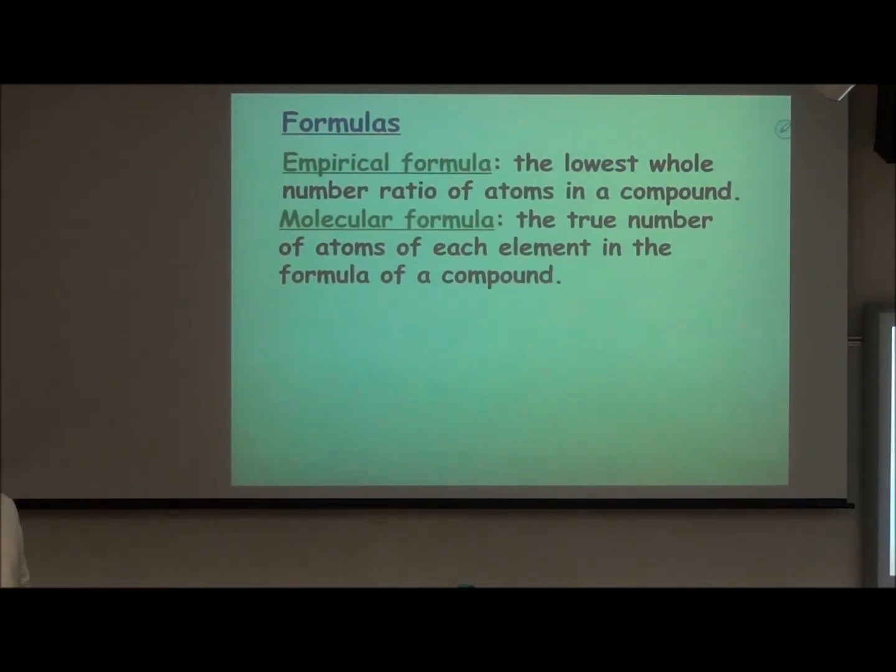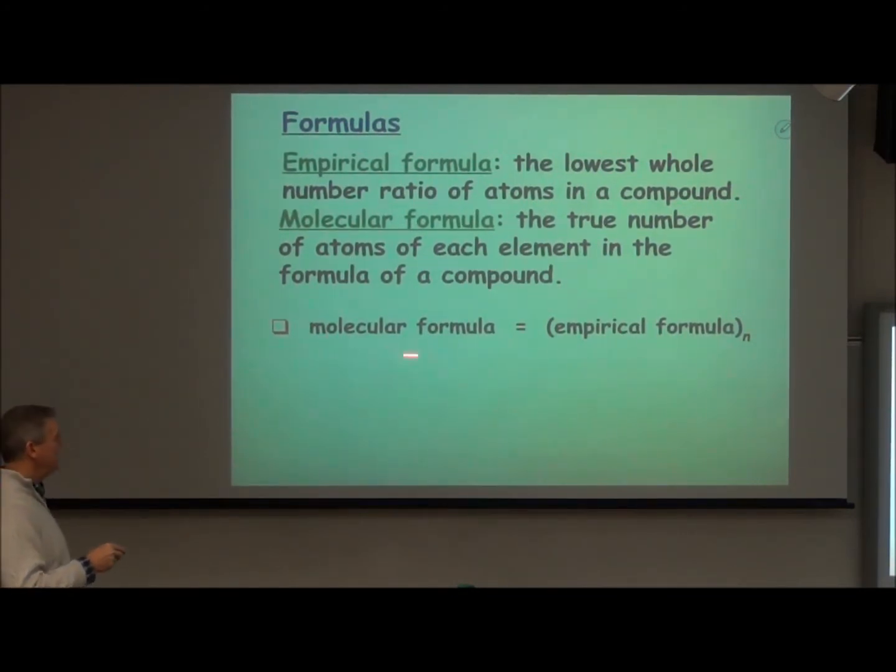The empirical and the molecular formulas can be the same, but they certainly aren't always the same. So one way to express that is to say that the molecular formula is equal to the empirical formula multiplied by some integer, n. n can be 1, could be 2, could be 3, but it's not going to be 1.5 or a fraction or a decimal.